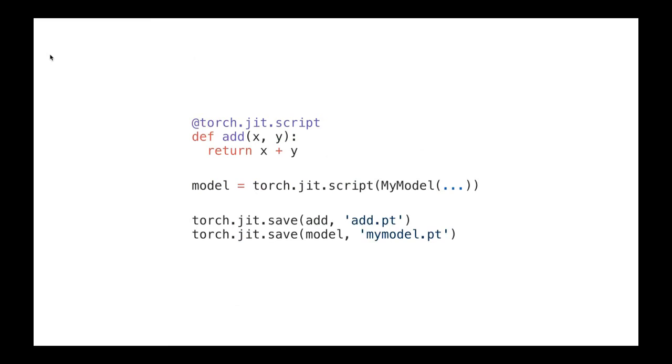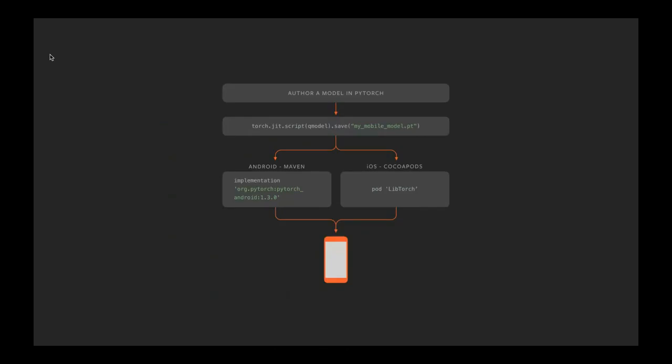Getting back to the benefits this gives you, you can export those things. If you have a scripted function like add at the top here, or a scripted model, just by passing in an instance of a model that you have just created, you can call torch.jit.save on this object and specify a file name. That will dump all of the code, and all of the parameters in case it's a model, into this archive.